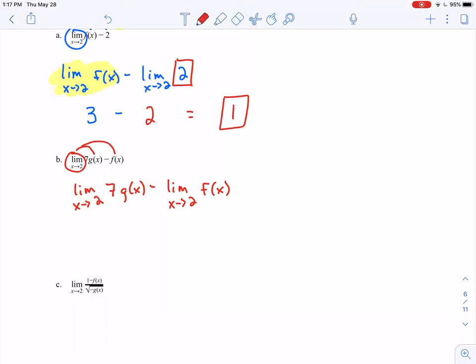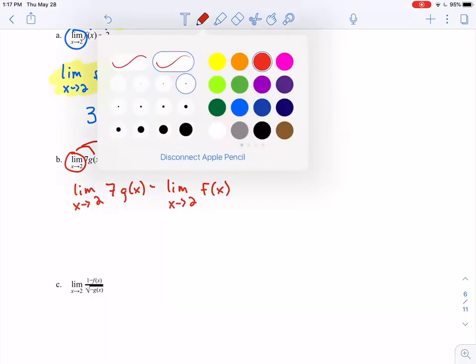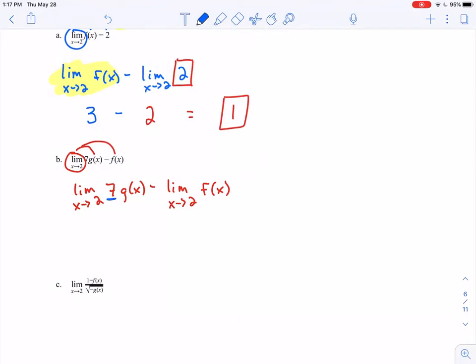I'm going to first of all take this constant multiple of 7 and factor that out. So I'm going to factor that to the front of my limit. So I'll have 7 times the limit as x approaches 2 of g of x minus the limit as x approaches 2 of f of x.